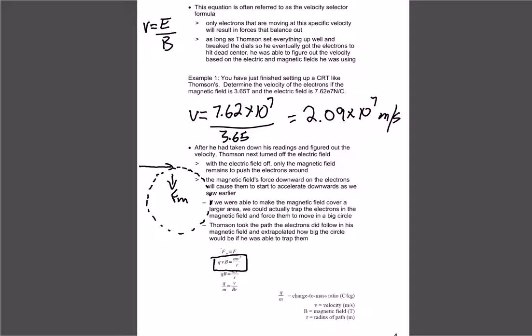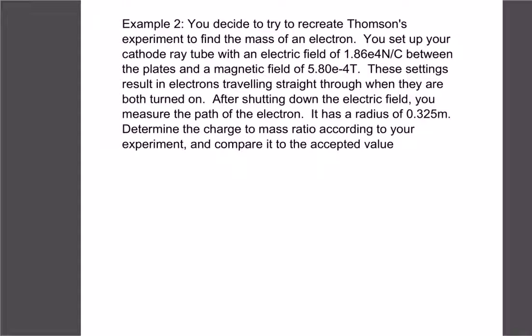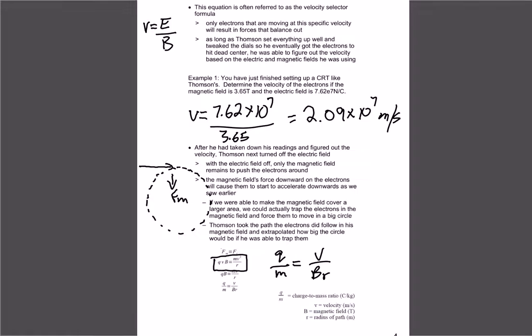But back in Thomson's time, he didn't know the charge of an electron, and he didn't know the mass of the electron, so what he basically did was solve for both. He just said, well, let's solve it for charge to mass. We know the velocity, we just calculated in the previous example. We know the B field, and we can calculate the radius easy enough, so we just need to figure out what the charge to mass is. And he called that the charge to mass ratio. So let's do this example. So charge to mass would be V over BR.